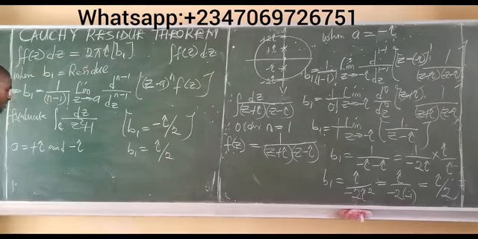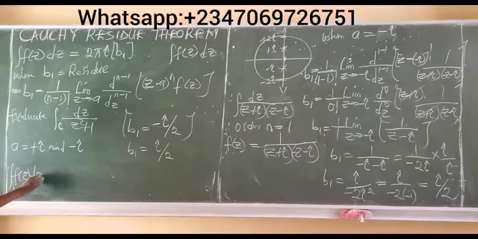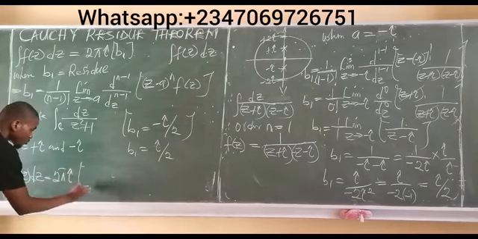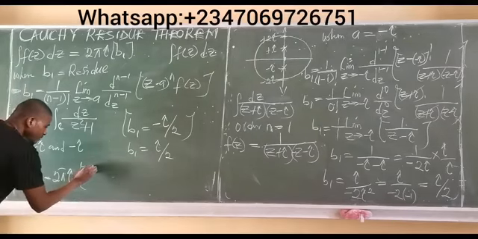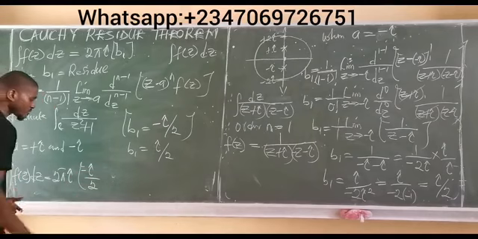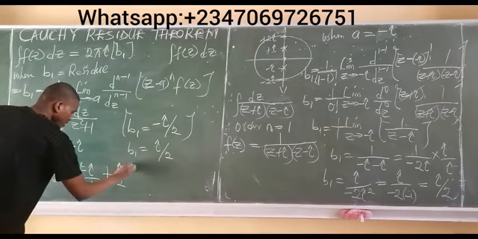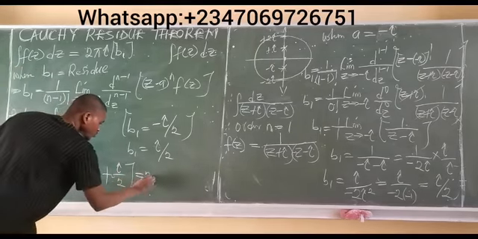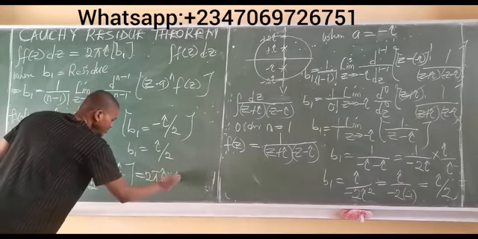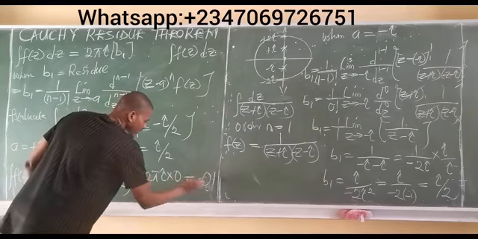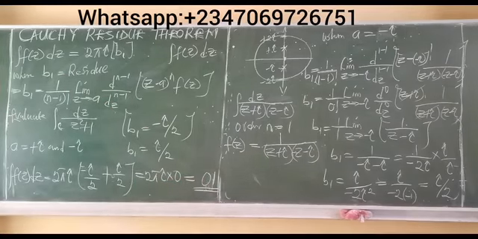Now, to evaluate the integral, we simply multiply this function by 2 pi i. That means the integral of f of z dz is equal to 2 pi i times b1. But in this case, we simply add up the total residue. What is the first residue? Minus i all over 2, plus the second residue, which is i all over 2. And if you add these two together, you have 0. This is now 2 pi i times 0, and the integral of that function is simply 0 when you cumulate them. But individually, it becomes 2 pi i.